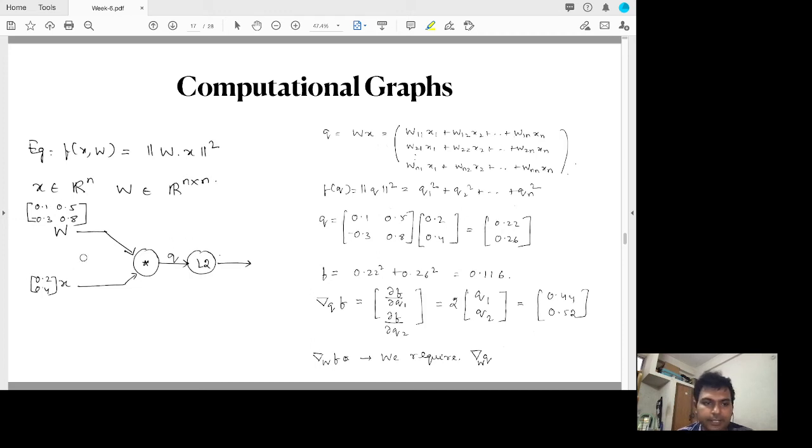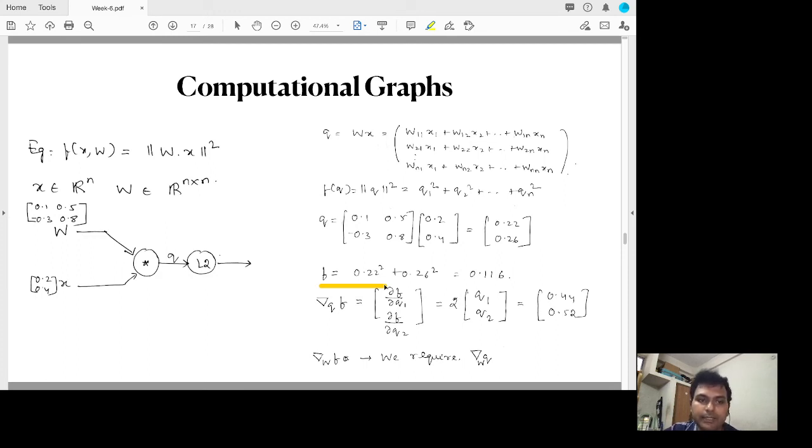In this particular example which I have shown, your q would turn out to be 0.22 and 0.26. You are multiplying a 2 cross 2 matrix with a 2 cross 1 vector, and therefore you get a 2 cross 1 vector at the output. At the L2 output, you will get 0.22 square plus 0.26 square, which is 0.116. Up till here is the forward pass. Is this clear?